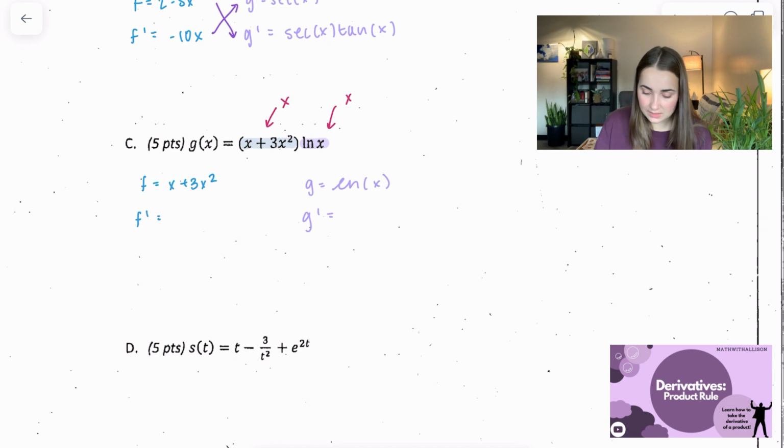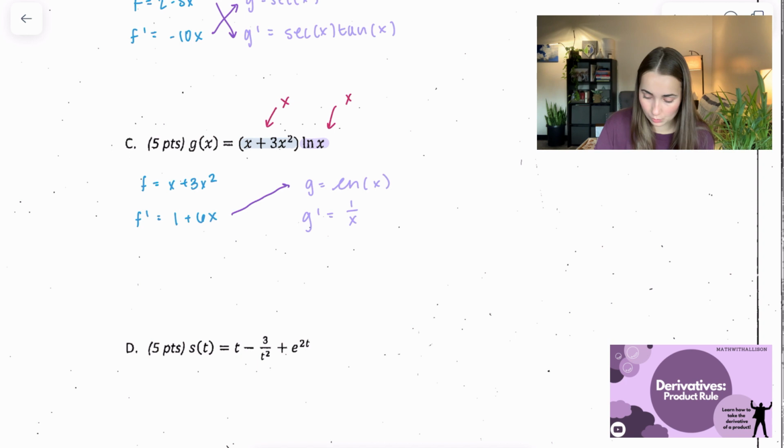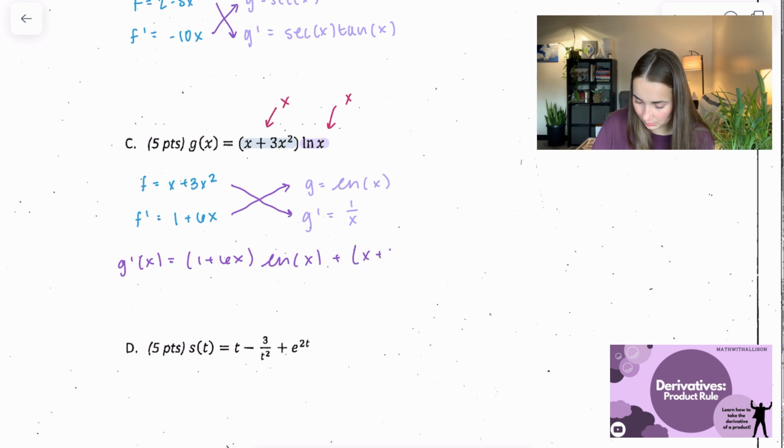Alrighty, so if we take the derivative of f, we get 1 plus 6x. And now we have to remember that the derivative of natural log x is equal to 1 over x. So now when we do product rule, we don't necessarily have to worry about the order, but I suggest keeping it the same as quotient rule, so we just always remember that. So here g prime of x is equal to 1 plus 6x times the natural log of x. And now we get to add the other cross multiple. So here we get x plus 3x squared times 1 over x.